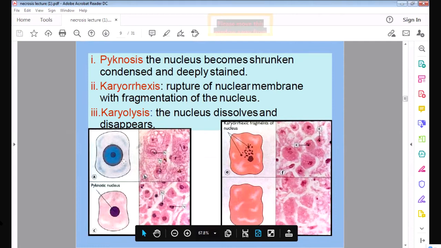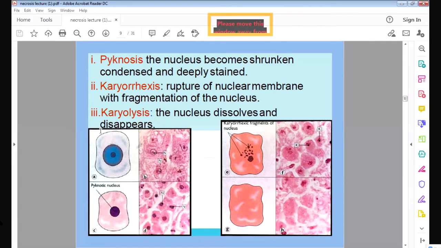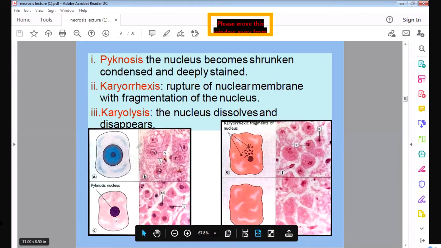Just look at this diagram. This is the normal cell and this is the nucleus. In the center there is a nucleus, this is the cytoplasm, and this is the cell. So when the cell is injured, what will happen? First the nucleus becomes small in size. You can see the nucleus here is large, but then it becomes small in size. This is called pycnosis. Pycnosis means the nucleus becomes small in size.